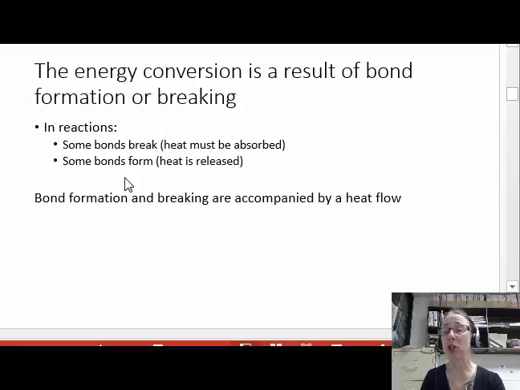For us right now, the energy absorbed to break bonds, or the energy released when bonds form, will be heat. This is a bit of an oversimplification, but it works for us right now. For us, the currency of the energy exchange in a chemical reaction is heat flow.